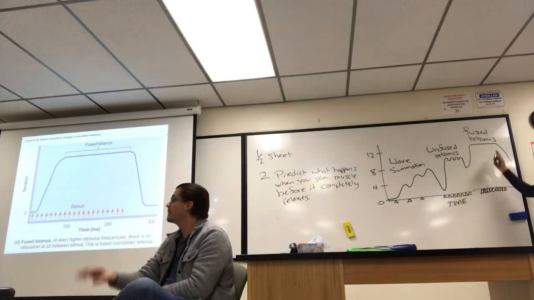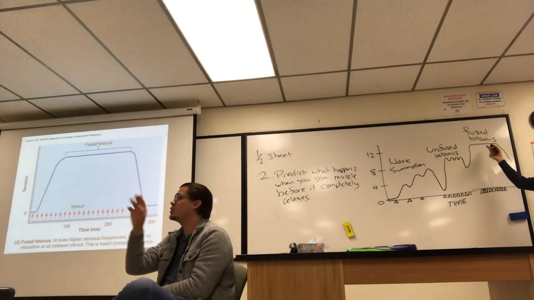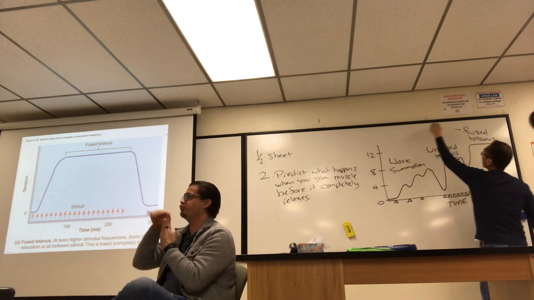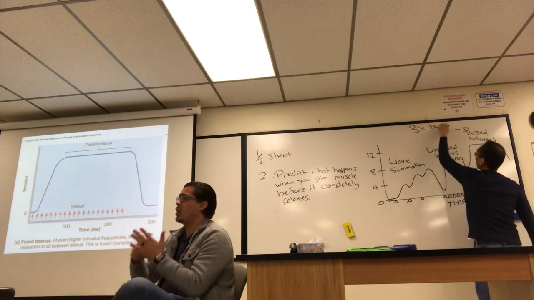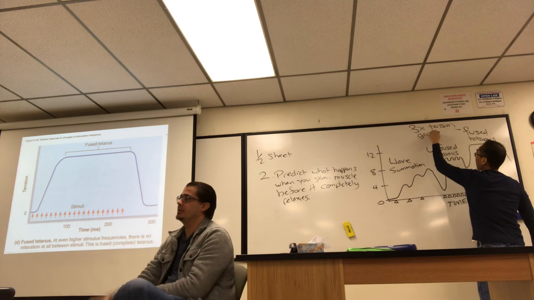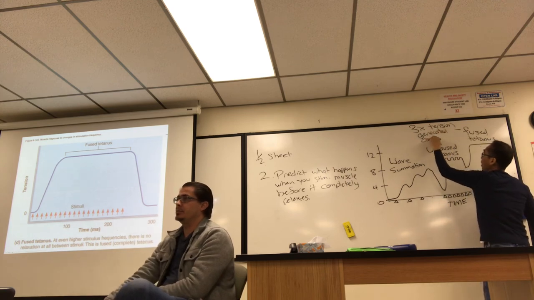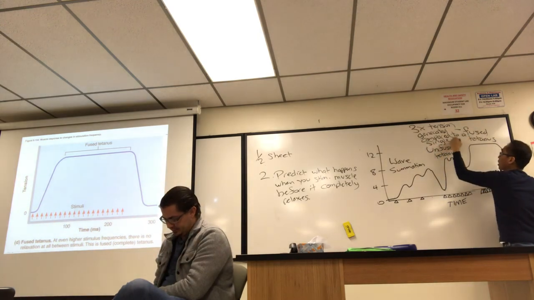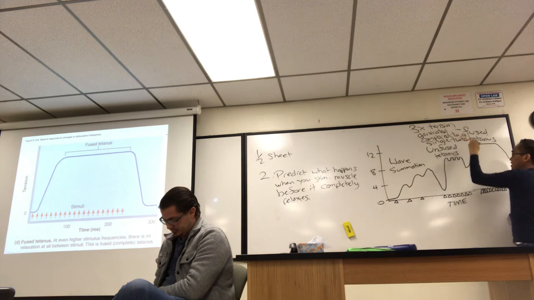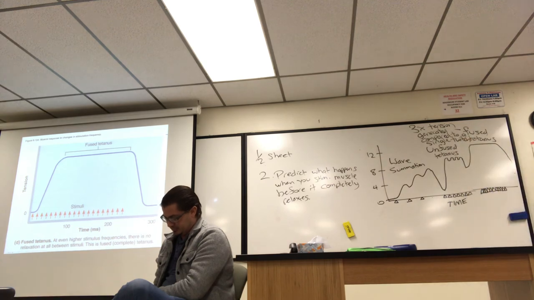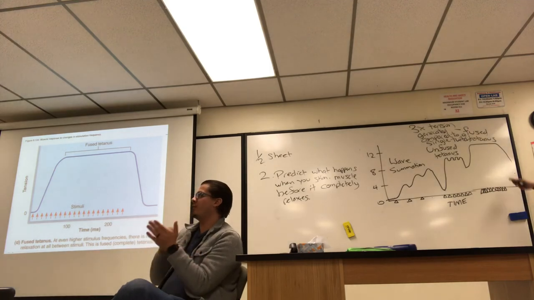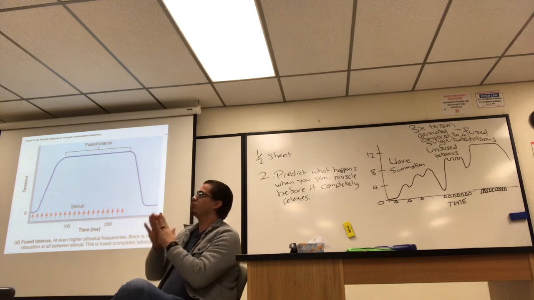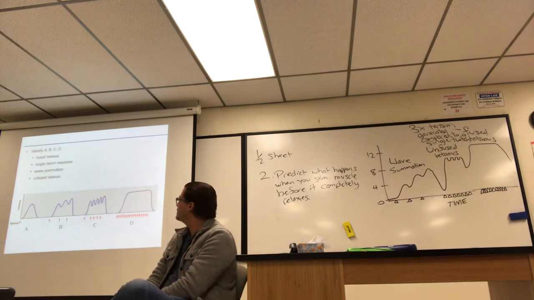In fused tetanus, you usually see three times the strength, three times the tension generated, as opposed to a single twitch. That's kind of what you learn about muscle. Frequency of stimulation matters. So this is how muscle normally works, a nice smooth generation of force. So those are the terms there.